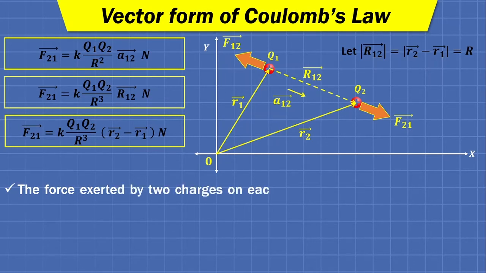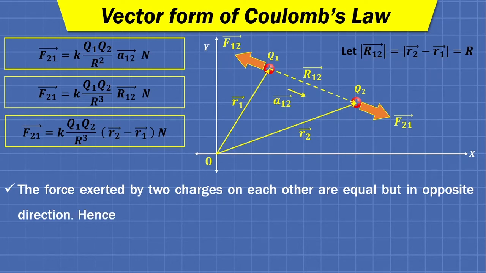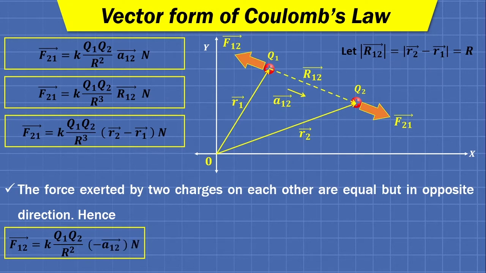Now there is a very interesting observation for the electrostatic force: the forces exerted by two charges on each other are equal but in opposite directions. So if I am finding F21 bar, then F12 bar will be of the same magnitude but in the opposite direction. So F12 bar, that is the force on charge q1 due to charge q2, can be written as k q1 q2 upon r squared into, now as the direction is opposite, a12 bar will now be in the opposite direction, so minus a12 bar.